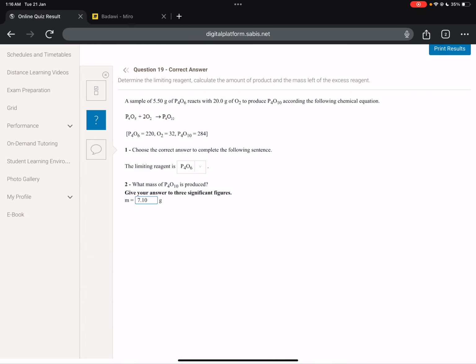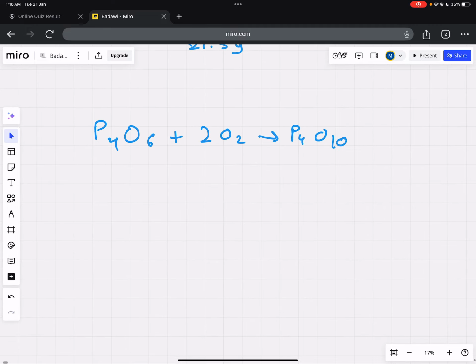They're asking me the limiting reagent or the excess. Okay, we want to find which is limiting, which is excess. Again, you can write the equation twice, and each one you're gonna check a different reactant. So in the first one, I'm gonna check P4O6 if it's limiting or excess, and then the second one, I will check oxygen.